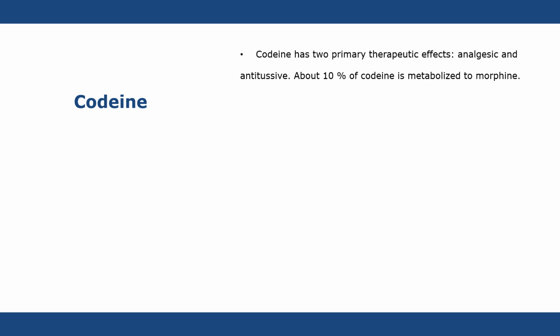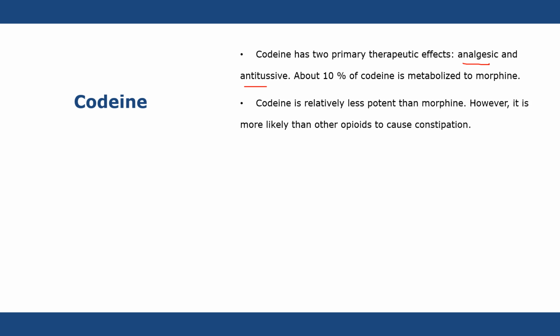Okay, next is codeine. Codeine has two primary therapeutic effects. Of course, pain. We are talking about pain management today, so analgesic, and also antitussive, so cough. About 10% of codeine is actually metabolized to morphine. So codeine is relatively less potent than morphine, though. However, it is more likely than any other opioid to cause constipation. So start with the C, CO with the constipation. One way to remember that codeine can cause constipation. Any opioid can cause constipation, by the way, but codeine has more potential.